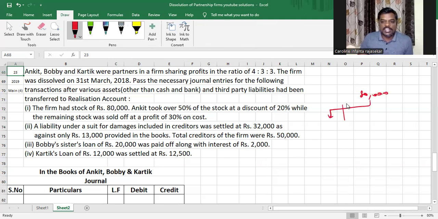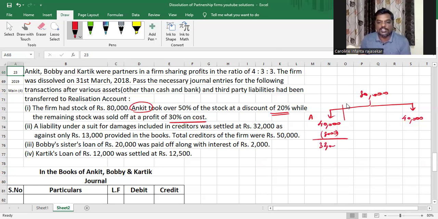This 80,000 has been divided into two. 50% of the stock was taken over by Ankit and the remaining 50% was sold at a profit. So 50% of the stock is how much? 40,000. And the remaining 50% is another 40,000. Ankit took over this 50% at a discount of 20%. So what is the discount on this? 20% of 40,000 is 8,000, and therefore Ankit took over the stock at 32,000.